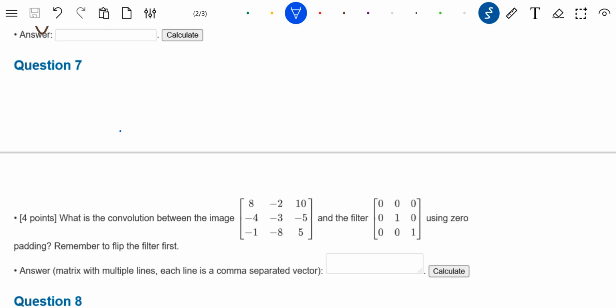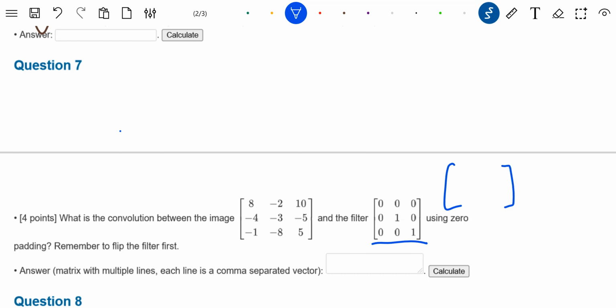I'm going to go through questions 7 and 8 of X2, the practice exam, and they are related to convolution. Question 7 is very straightforward. We just compute a convolution between two matrices. And when we have a filter, the first thing to do is to flip the filter. So again, flipping the filter means go in the other direction.